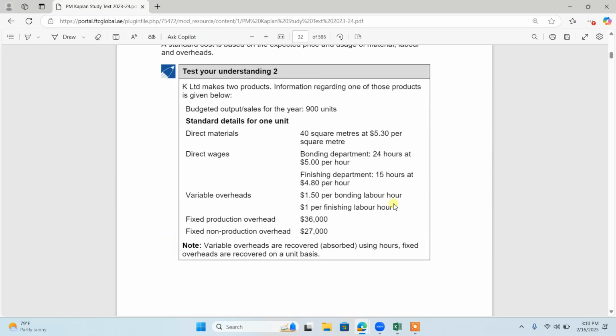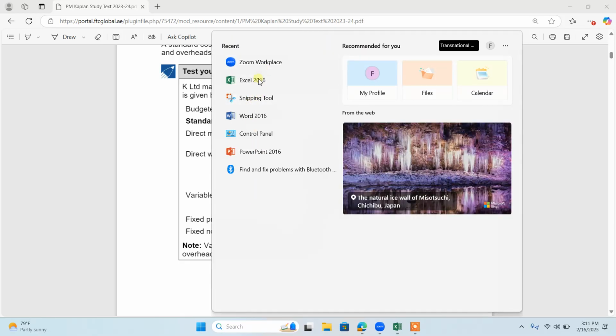Okay, let's start from this exercise. There is a company called K Limited which makes two products. Information regarding one of those products is given below. Although the company is making two different products, this information is only relevant to one product. Before starting this exercise, let me revise.